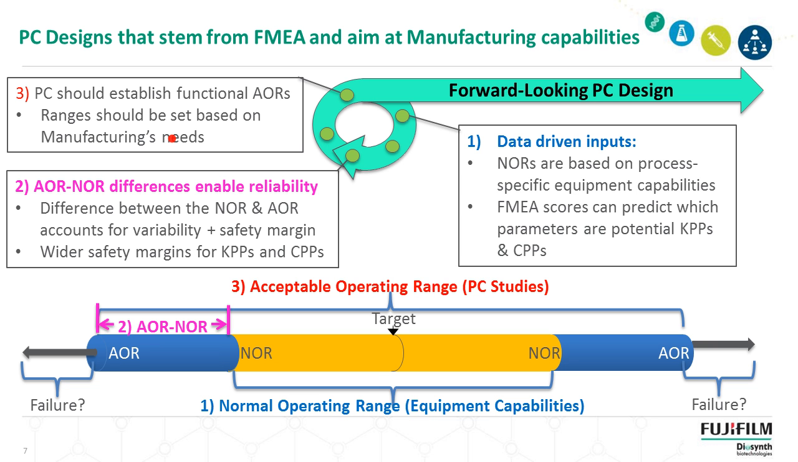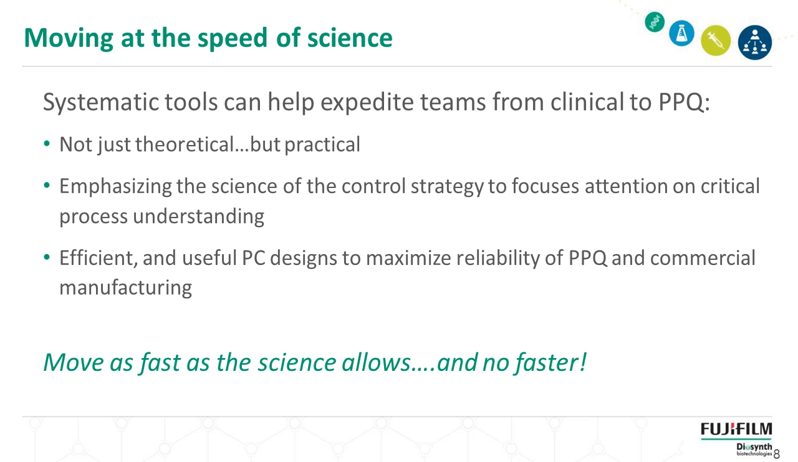And then the third assumption is that process characterization should establish functional acceptable operating ranges for manufacturing needs. Those tools themselves are able to build a process characterization campaign that is both functional and informative.